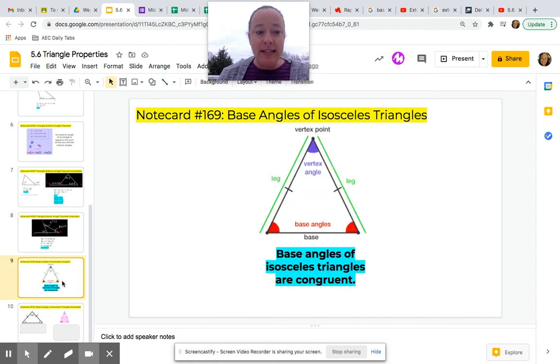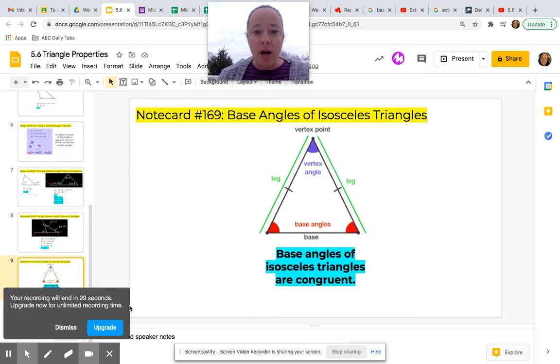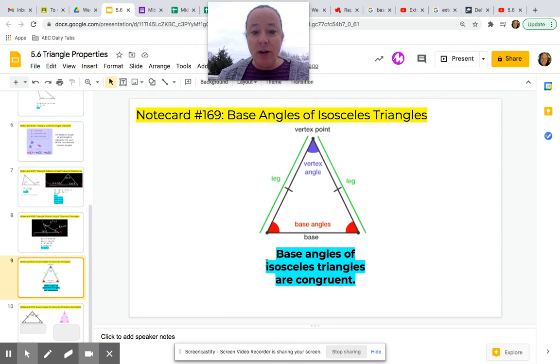All right, note card 169, base angles of an isosceles triangle. You should know already what an isosceles triangle is. If you don't, make a little side note that an isosceles triangle is a triangle with two congruent sides, okay? Now, in an isosceles triangle, we have what we call a vertex angle, and we have two base angles. These are your congruent legs, and I do want you to label all of this in your picture. This is your base. These two red ones are your base angles. The base angles of an isosceles triangle are congruent. Pause and finish this note card.